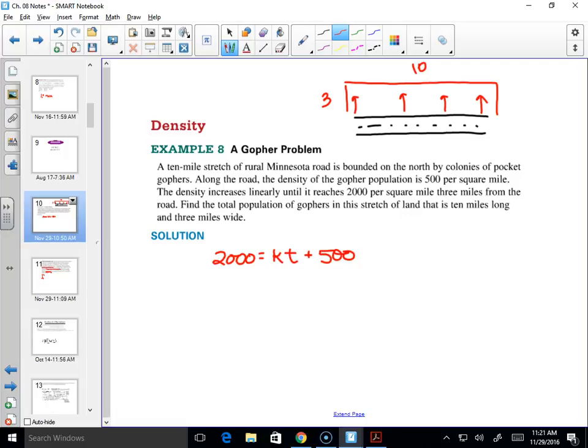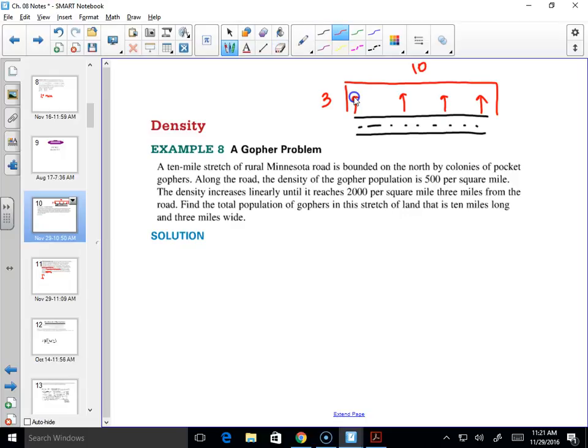That's true. It only needs to increase 1,500, not 2,000. Wait, no, we can make t 3, right? Because we're doing it in 3 miles. So 3k plus 500, and when t equals 3, it's 2,000, right? So it's an increase of 1,500, divided by 3, so k equals 500.